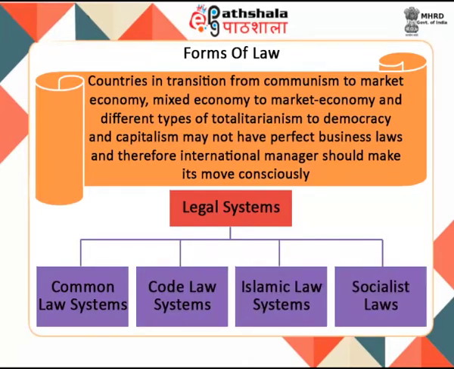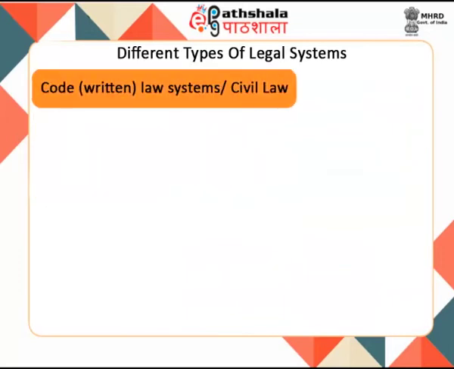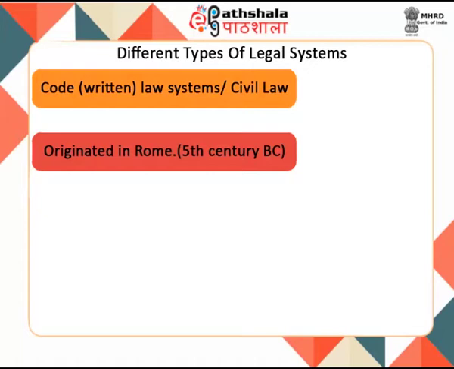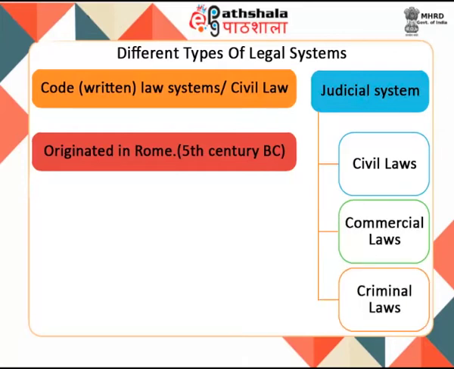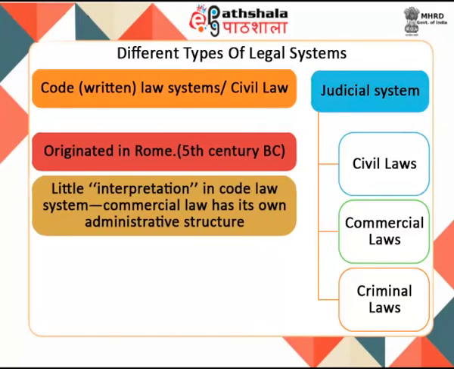Code law systems, or civil law. It originated in Rome in the 5th century BC. Under it, the judicial system is divided into civil, commercial, and criminal laws. They rely on statutes and codes for the interpretation of the law. There is very little interpretation in a code law system. Thus, commercial law has its own administrative structure. Code law uses codified written norms which are complemented by court decisions.